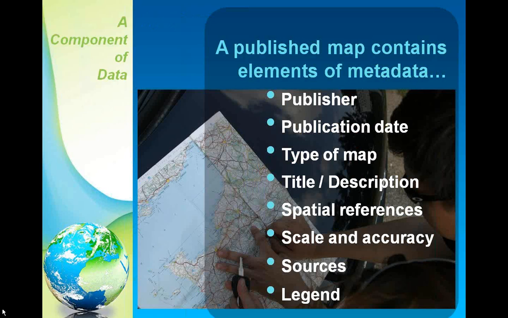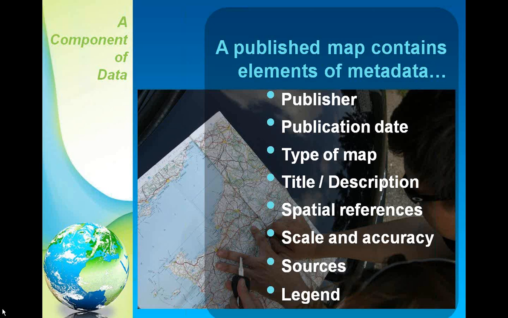The concept of metadata is familiar to most people who deal with spatial issues. For instance, a map legend is pure metadata. Like the label on the can, the legend contains information about the publisher of the map, the publication date, the type of map, the description of the map, the spatial references, that's important, the map scale and accuracy, among other things. Also, it tells you what symbols mean.